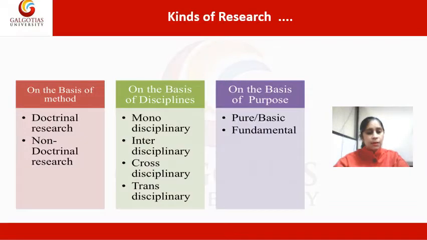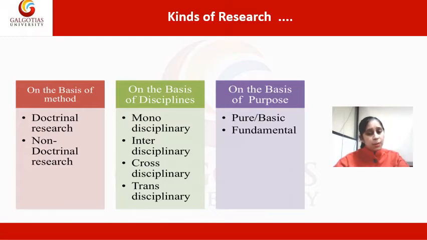Research can be categorized into various kinds on different bases. Number one, on the basis of methods, research can be categorized as doctrinal research or non-doctrinal research, which is also called empirical research. On the basis of disciplines, research can be monodisciplinary, interdisciplinary, cross-disciplinary, transdisciplinary, and multidisciplinary.